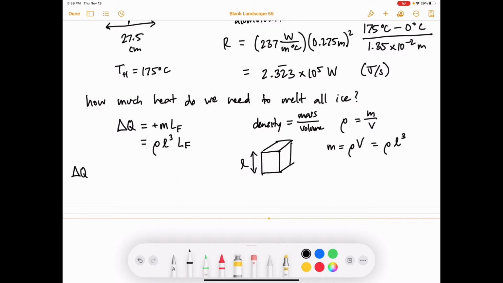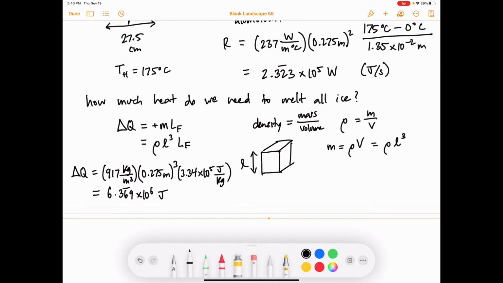We have delta Q equaling rho. That's the density of the ice. That's 917 kilograms per cubic meter. And then we have L, which is 0.275 meters to the 3rd power. And then we have the latent heat, which is 3.34 times 10 to the 5 joules per kilogram. So meters cubed cancel, kilograms cancel, and we just have joules. So we have 6.369 times 10 to the 6 joules. That's how much heat we're going to need in order to melt all this ice.